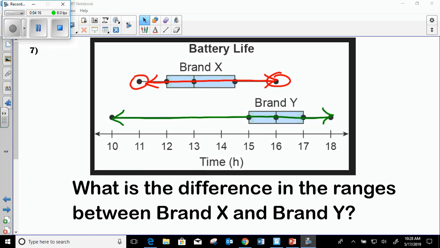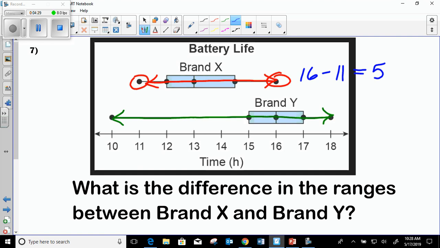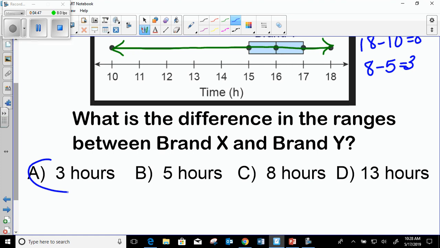So what did you do to figure this out? You have to look at the range for brand X. So brand X was 16 minus 11, which gives you 5. Then you take the range of brand Y, which is 18 minus 10, and that gives you 8. Then 8 minus 5 will give you 3. So that's a difference of 3 hours, which is A.